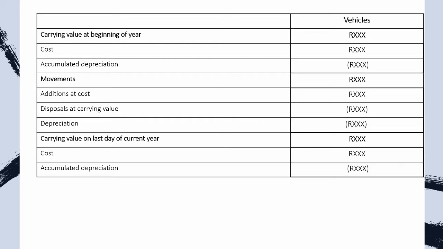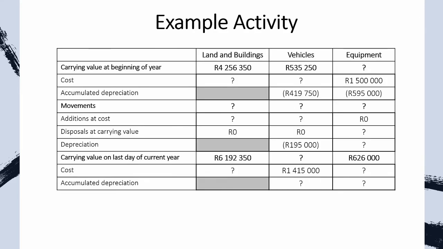Okay. Vehicles, you can see that it has depreciation, a carrying value, movements, and a carrying value at the end of the year. Same for equipment. All right. Now, they give us this example activity. You look at it, and before you even get to the information, they show you this, and you're like, what the heck? I don't understand what is going on. There's so many question marks in my head and on this paper. How am I going to answer this?